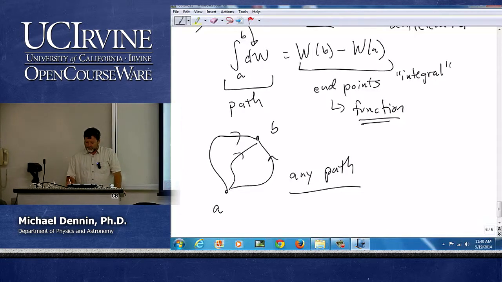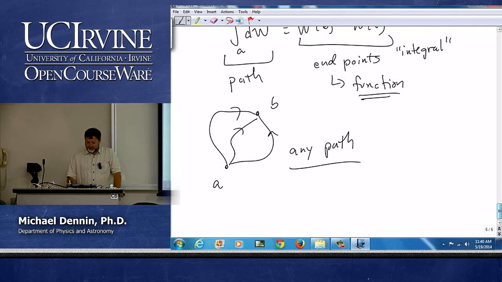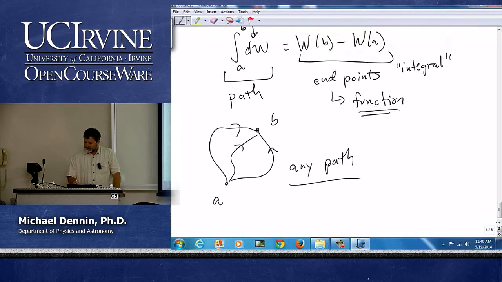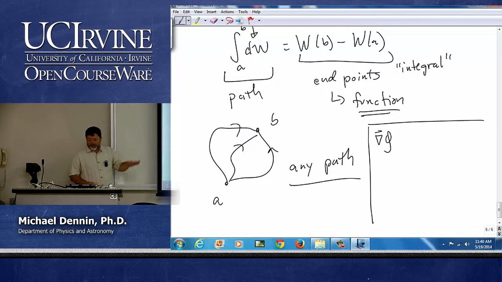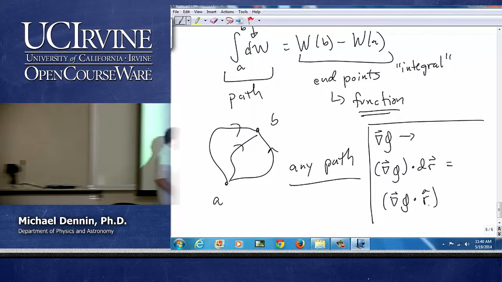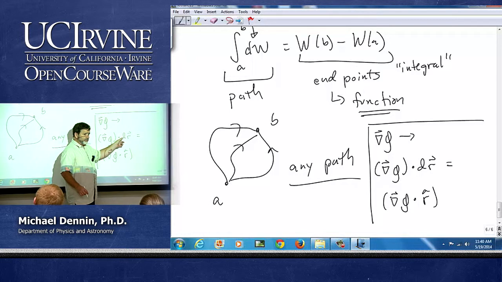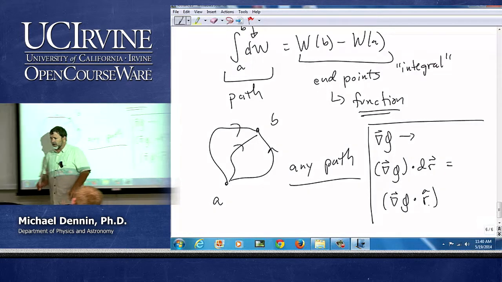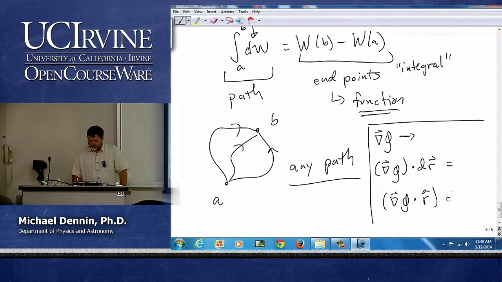And now we can see the connection between this and the potential. Let me just do it in this little corner here. If you recall our definition of gradient, the gradient of phi dotted into dr, we can write as the gradient of phi dotted into r hat, a little unit vector along the direction of dr. So r hat is a unit vector along the direction of dr, and then we're just multiplying times the magnitude of dr.